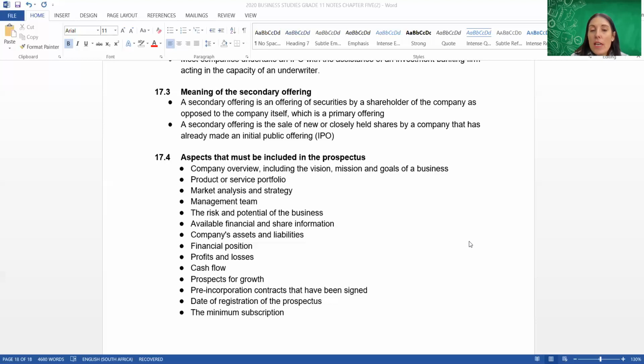The date of registration of the prospectus, so that people can also see when this prospectus was drawn up. You don't want to see a prospectus of a company from 2 years ago. You want to see something current and valid.